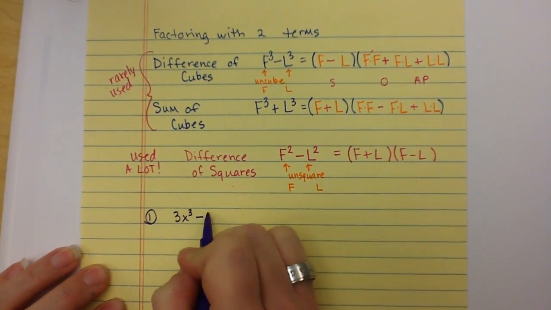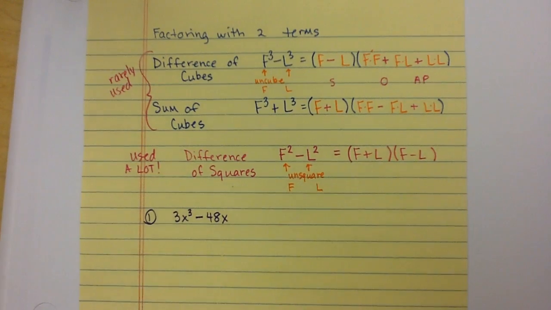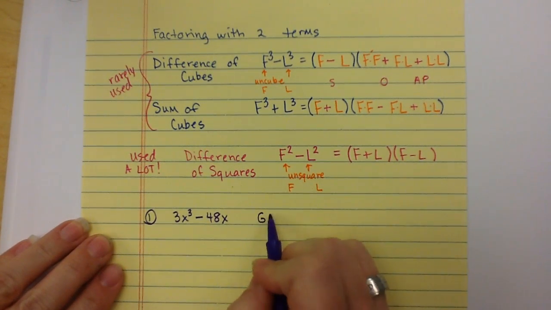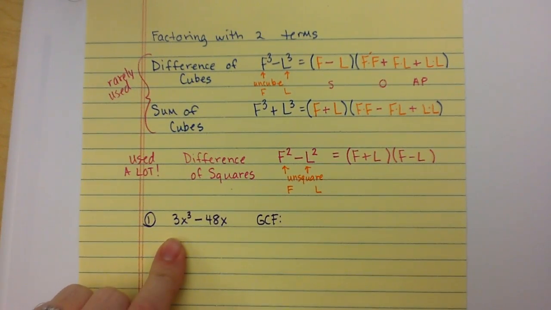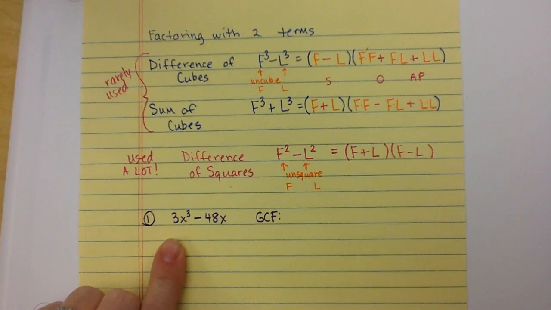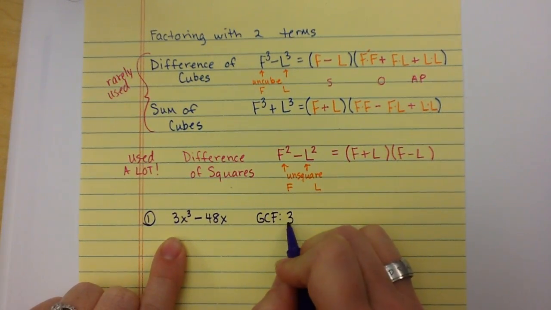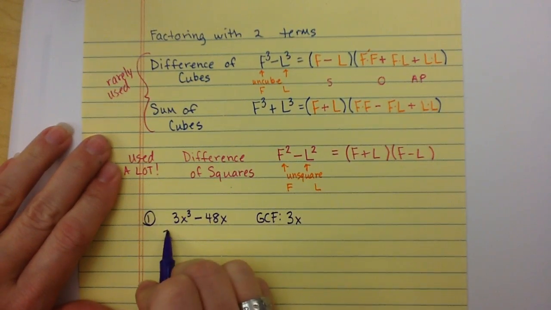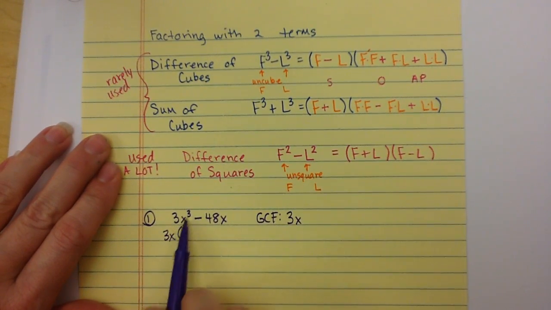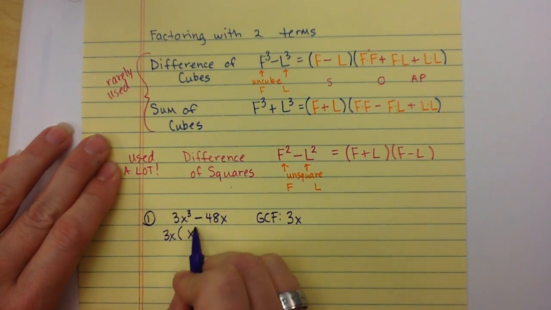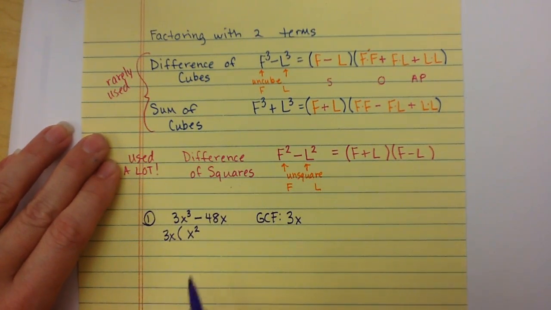So let's look at a first example. 3x cubed minus 48x. So we always start factoring the same way by looking for a GCF. So what's in common here between 3x cubed and negative 48x? Well, we can divide out a 3 and we can divide out an x. So we're going to put 3x out front. 3x cubed, divide out 3x, leaves me x squared. Negative 48x, divide out 3x, leaves me minus 16.